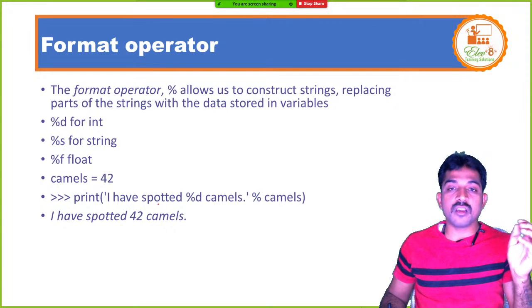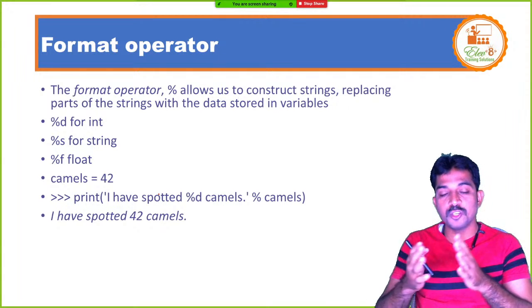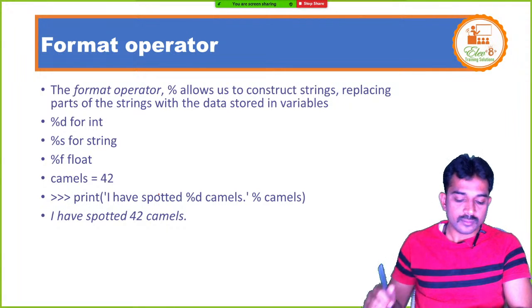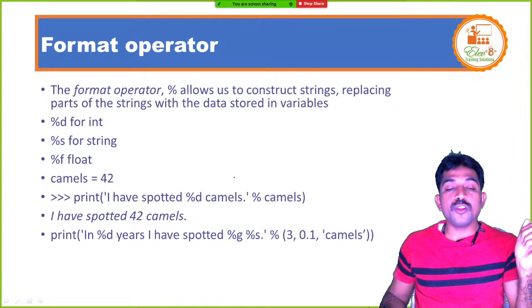In online compilers or online IDEs, if you want to print the data in a certain format, you should use this kind of pattern. It is very helpful. Is this clear? And sir, if I want to print three or more variables at a time, what is the process? This is the process: In %d years, I have spotted %f and %c. Sorry, I mistakenly said %g; it is %f.